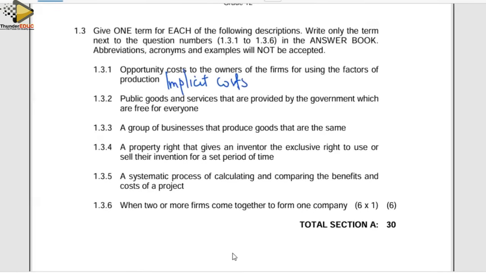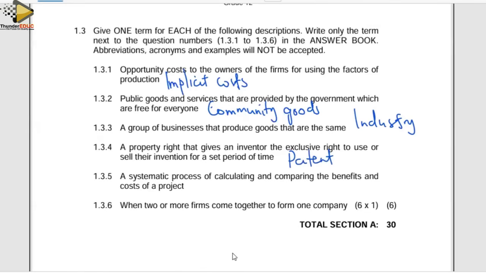Then public goods and services that are provided by the government, which are free for everyone. The concept of free for everyone guides us to community goods. A group of businesses that produce goods that are the same. A specific set of goods which are produced by a number of businesses, that's an industry. Then property right that gives an inventor the exclusive right to use or sell their invention for a set period of time. That's a patent right.